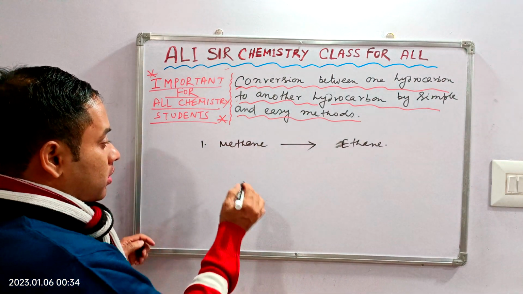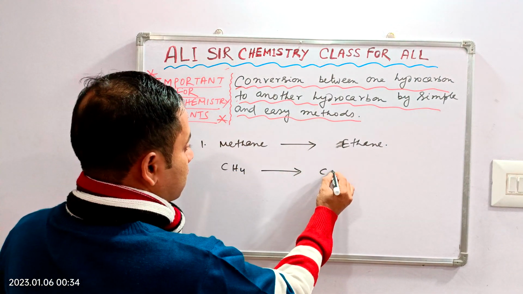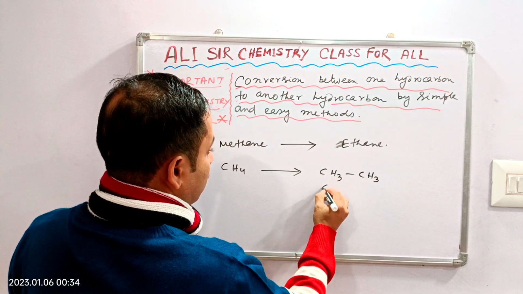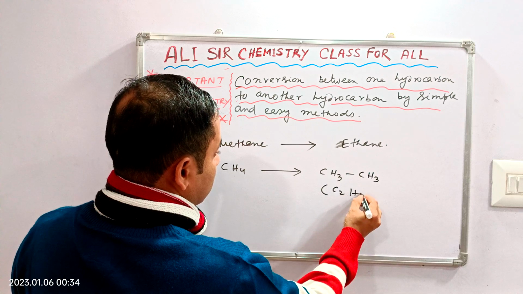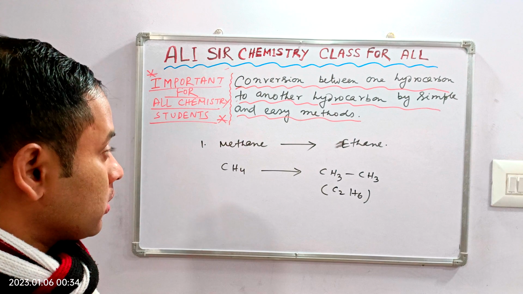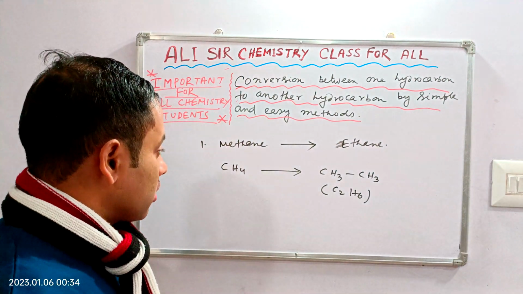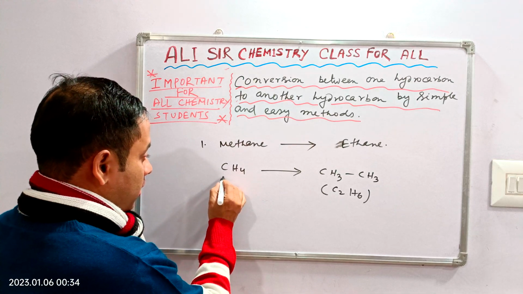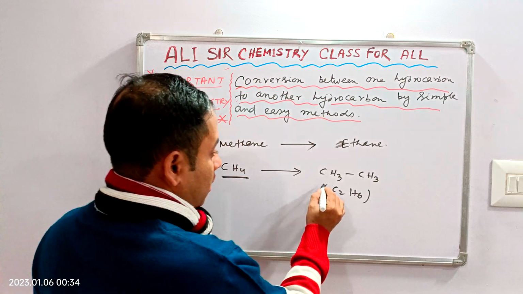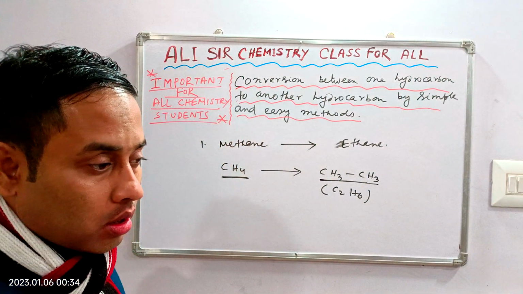The structure of methane is CH4 and ethane is CH3-CH3, or you can say C2H6. Both these molecules are alkanes, so the transformation is from alkane to alkane. Clearly, only one carbon atom is present here and two carbon atoms are present here, so the number of carbons is doubled.